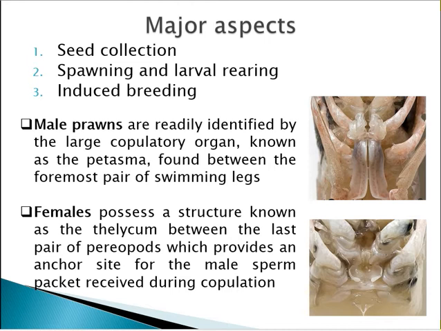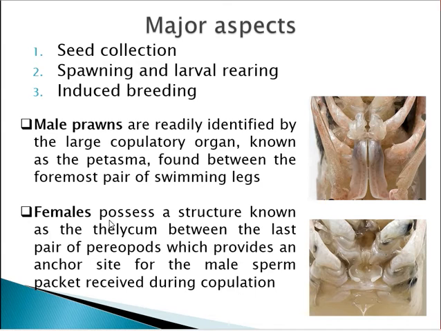Before going to what is seed, we will just have a look at the reproductive system of male and female prawns. The sexes are separate in prawns. The male prawns can be identified by the presence of a large copulatory organ which is known as the petasma. Here you can see the petasma, which is found between the foremost pair of swimming legs.